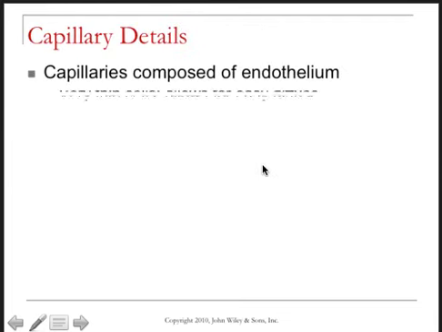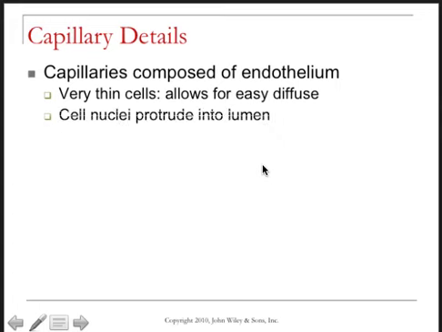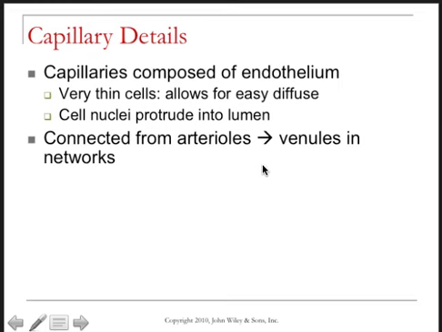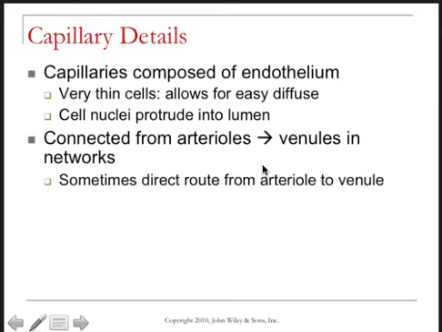Capillaries are composed of endothelia. They have very thin cells, and this allows for easy diffusion. The cell nuclei protrude into the lumen, and they're connected from arterioles to venules in networks. They sometimes have a direct route from an arteriole to a venule.